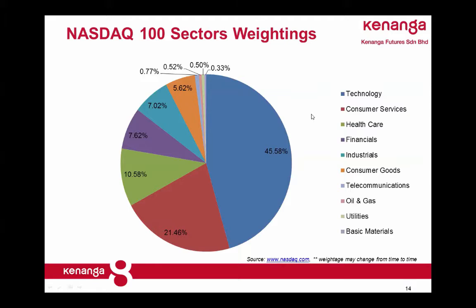As you can see here, in terms of sectors, 45.5% is in technology, and then 21.46% in consumer services. Then the rest will be healthcare and others.